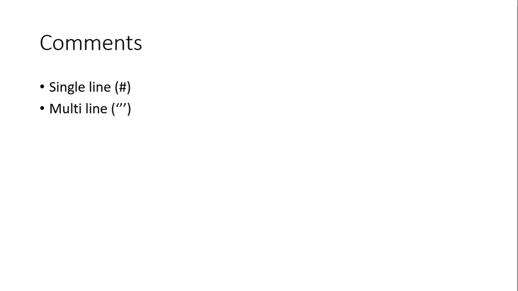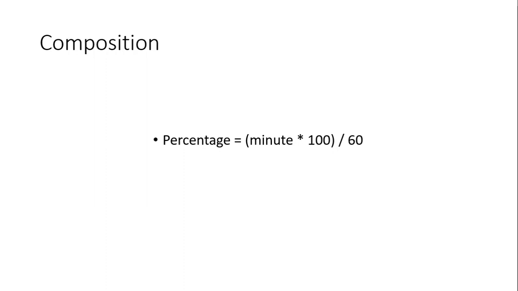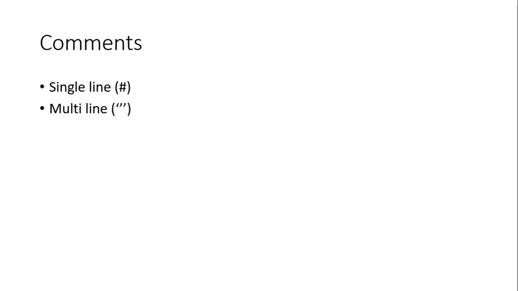Okay, I'm going to repeat the things once again. Composition is nothing but the combination of the constant values as well as the variable values. All right, that is what composition is. Then comes comments. Comments are nothing but those statements which are not going to be considered by your interpreter. For a single line comment, you are going to use hash at the beginning of the comment. For multi-line, you are going to enclose the entire comment in triple inverted commas.